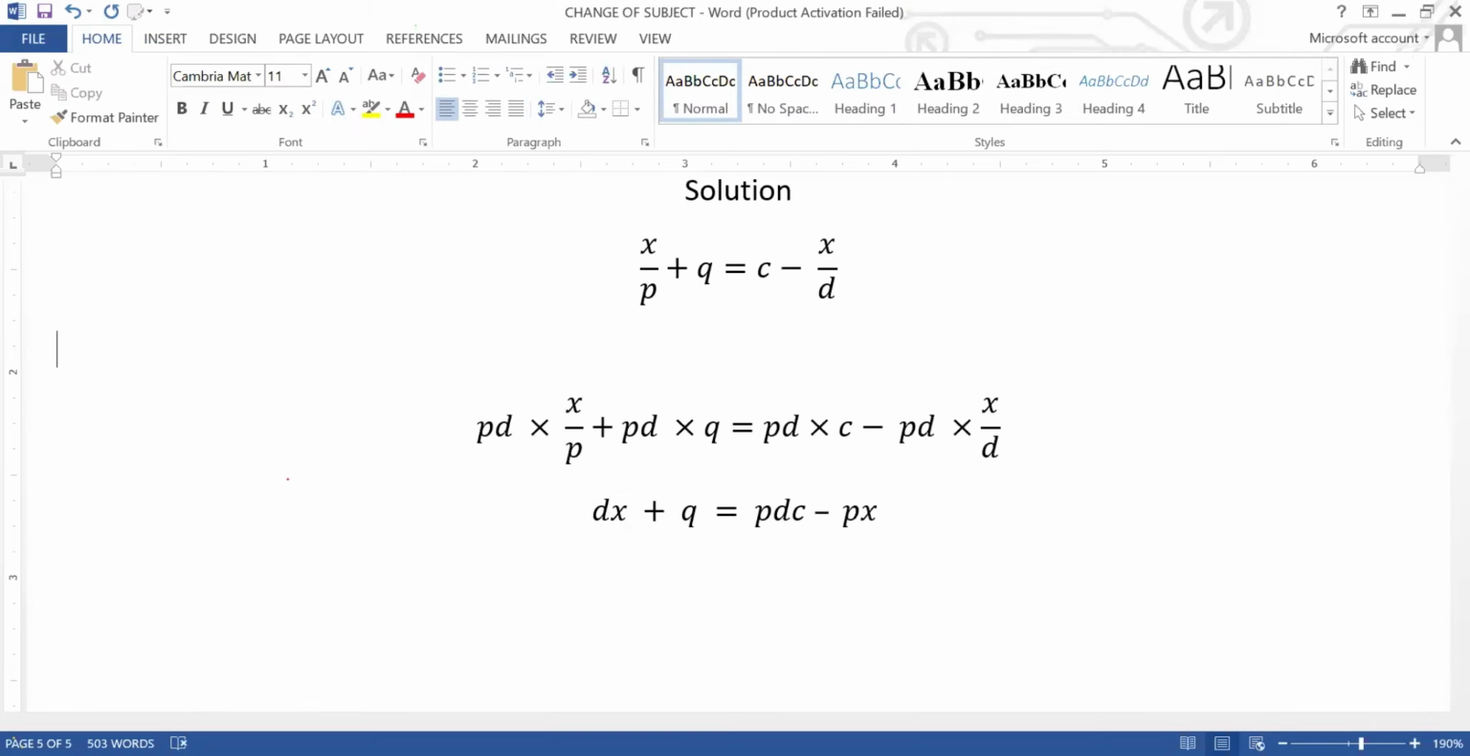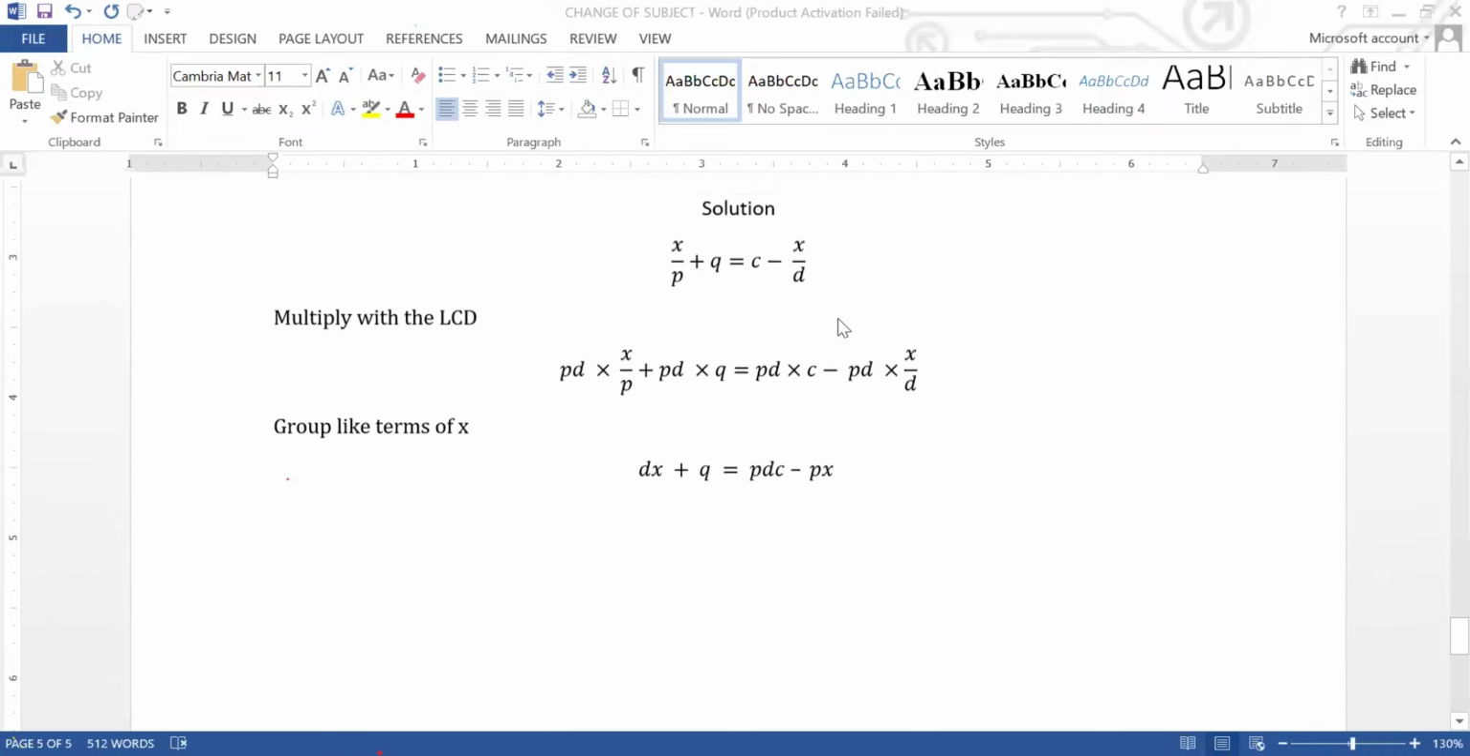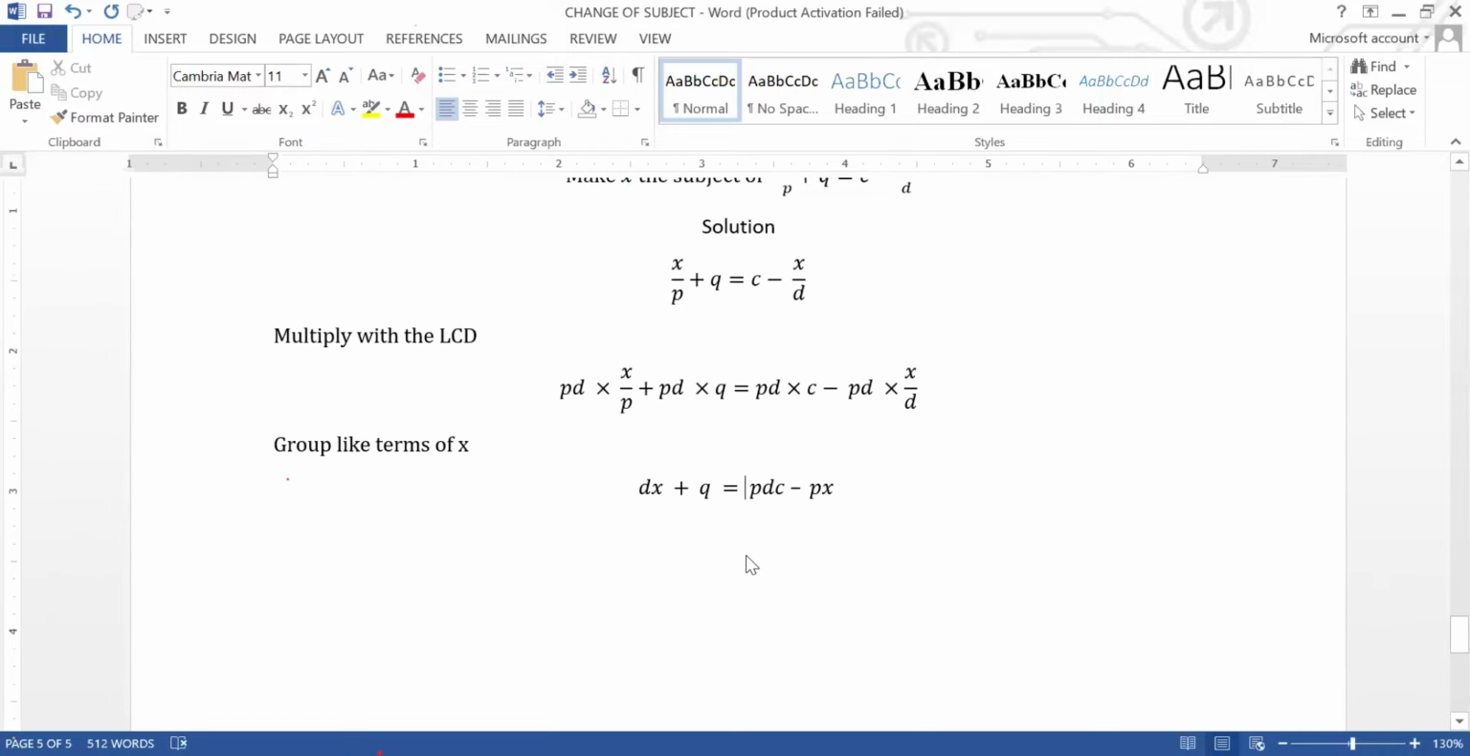So, multiply with the least common denominator, right? Group like terms of x. Who is there, please? You can type into the chat session. I'll see it still. Sometimes if what you are saying is minor, don't distract the class. You can type it, I'll see it.